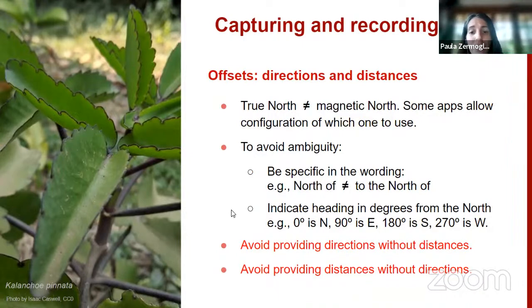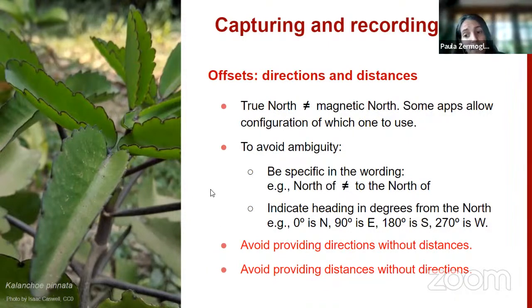Then it is recommended that we indicate headings in degrees from the north. So instead of saying north, say 0 degrees north, if it's straight to the north. And if we're north but a little bit, but we don't get to northeast, the most specific way is to actually assign and report the degrees in any given direction.